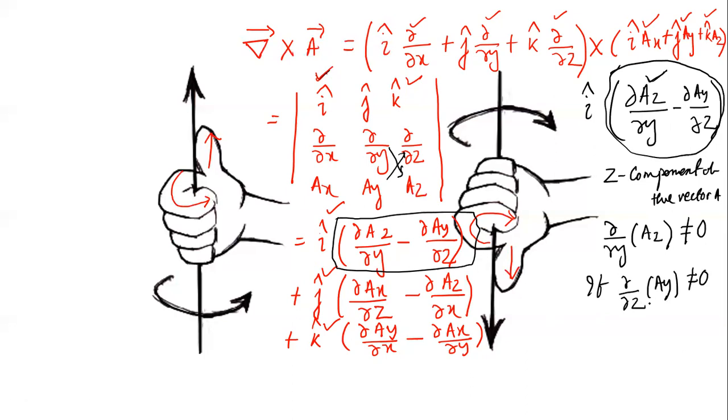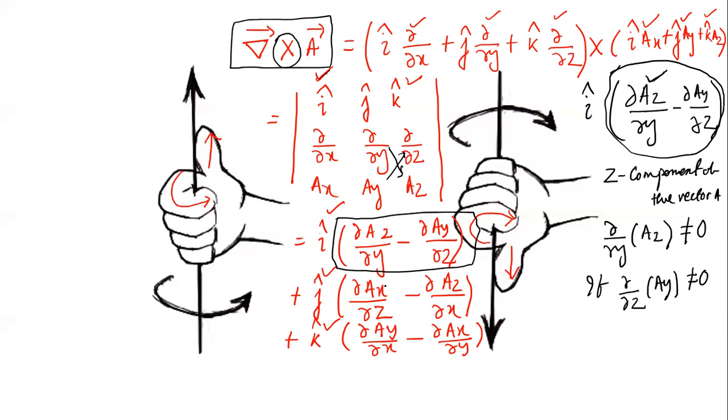Now what do you mean by this? If I say del cross A, that actually gives you how the vector field is rotated. That's why we are using a cross product over here. You will get a non-zero value only if the z component depends upon y and the y component depends upon z, and they must not be equal. If they are equal, then you get zero.